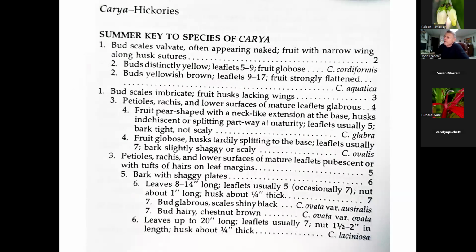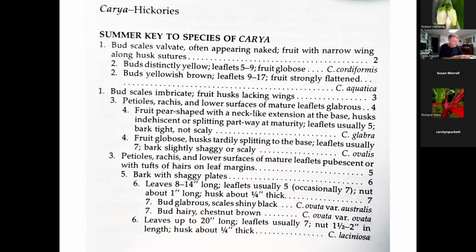Myristicaeformis is not on here, but it has some shaggy plates to it, actually, too. Okay, leaves 8 to 14 inches long, leaflets usually 5, occasionally 7, nut about 1 inch long, husk about 1/4 inch thick, or leaves up to 20 inches long, leaflets usually 7, nut 1.5 to 2 inches in length, husk about 1/4 inch thick. Anyway, that second choice is shellbark, Lacinosa.